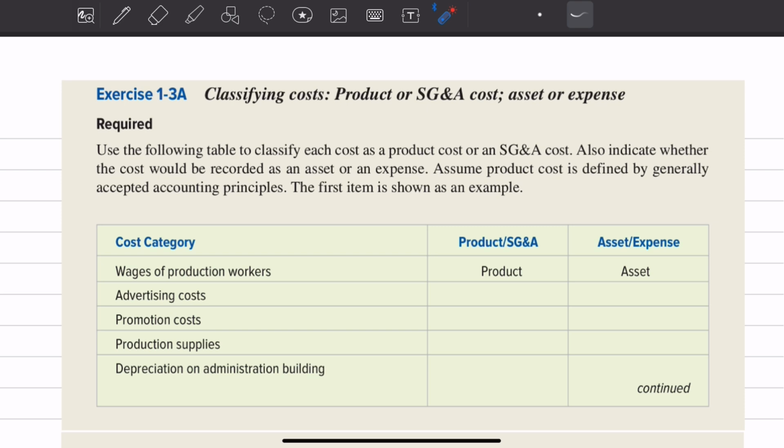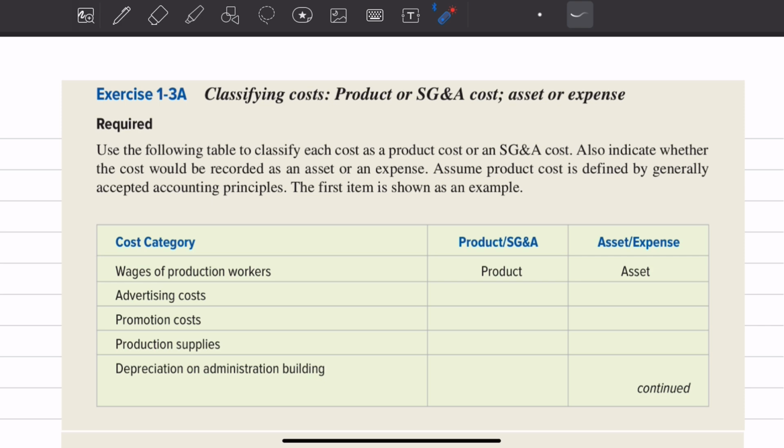It says, use the following table to classify each cost as a product cost or an SG&A, which is selling, general and administrative costs. Also indicate whether the cost would be recorded as an asset or as an expense, meaning that would that cost go directly to the income statement or is it going to be in the balance sheet? Assume product cost is defined by generally accepted accounting principles.